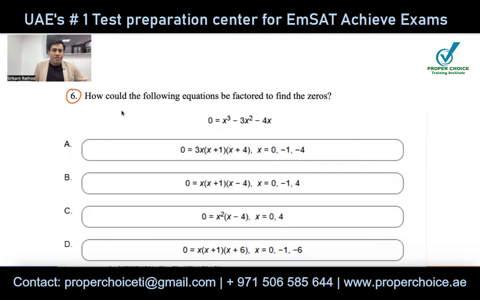Question number 6 is, how could the following equations be factored to find zeros? They are asking us to factor the following polynomial to find the zeros. When it comes to factoring a polynomial, first of all, look at which type of polynomial it is. It is a polynomial with degree 3, basically a cubic polynomial. What is the general form for a cubic polynomial? We write it as ax cube plus bx square plus cx plus d equal to 0.